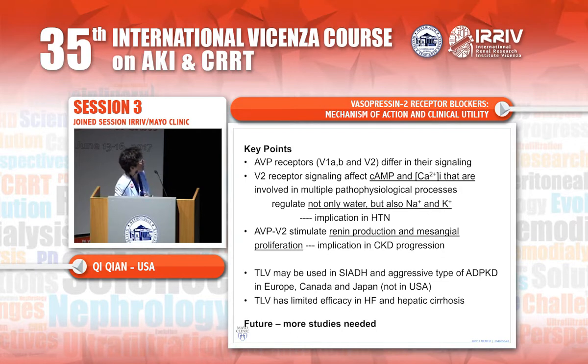Tolvaptan may be used in SIADH and the aggressive type of ADPKD in certain countries, in Europe, Canada, and Japan, but not in the USA. And tolvaptan has limited efficacy, as far as we know, for patients with congestive heart failure and hepatic cirrhosis. We need more study to clarify these potential benefits or detrimental effects of the vasopressin V2 receptor and the beneficial effects of its blockade.